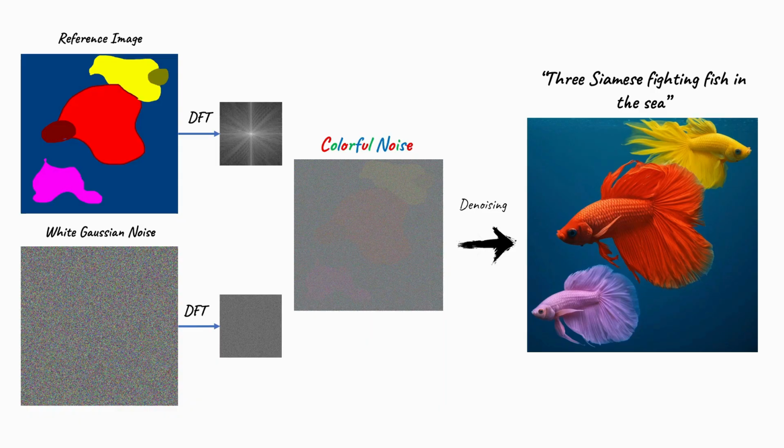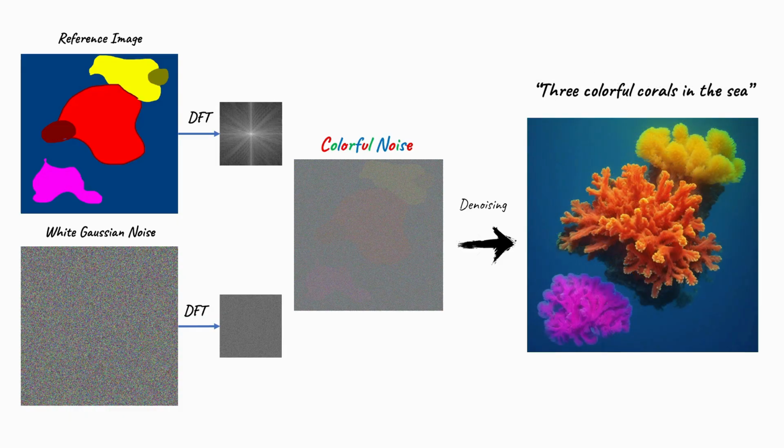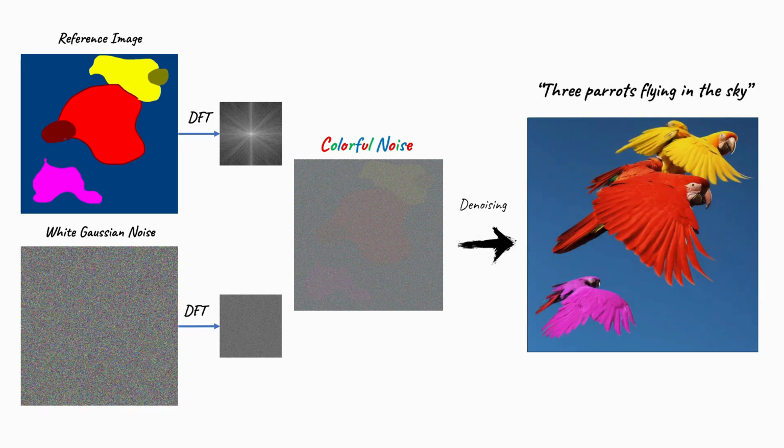In addition, since we're only guiding the low-frequency information, the prompt can be changed freely. For example, we could replace the scene with corals or with colorful parrots flying in the sky.